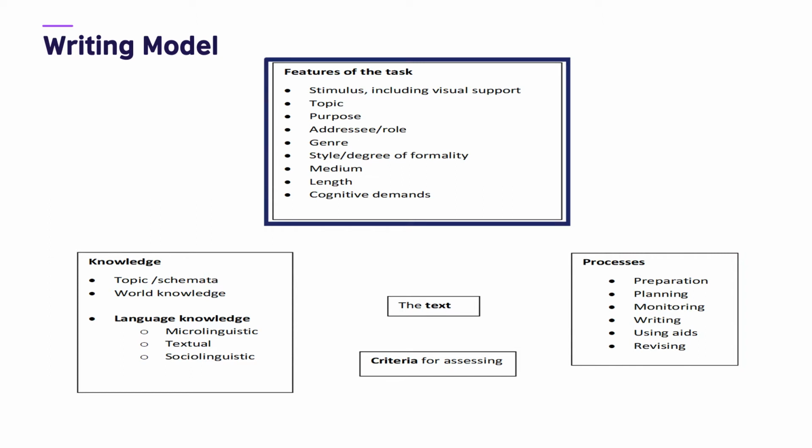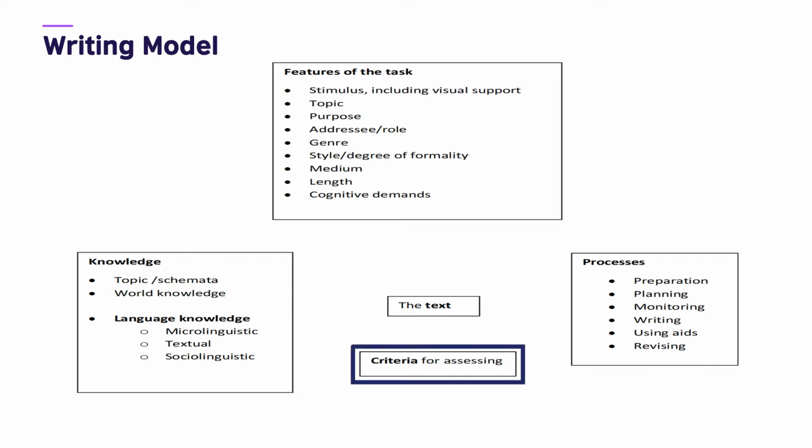At the top are the features of the task, such as the prompt, referred to here as the stimulus, the target genre, and the specified length. All these different elements will interact in the production of the final text. Finally, at the bottom, is the marking of the task, according to a standardized rating scale.